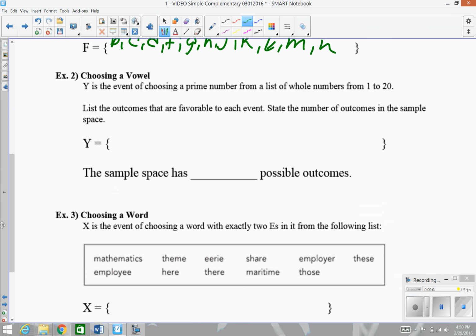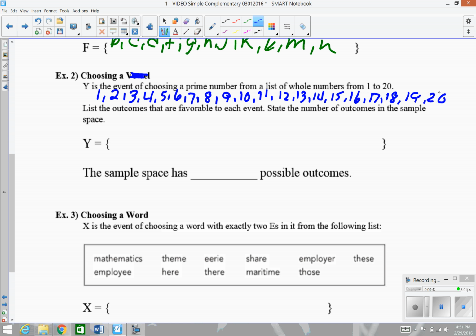We look at example 2, choosing a vowel. Y is the event of choosing, oops, I typed that wrong. This should be choosing a prime number. Y is the event of choosing a prime number from a list of whole numbers from 1 to 20. I certainly hope you know your prime numbers. If we list 1 through 20, that's your sample space, and now we're going to pull prime numbers out of it.